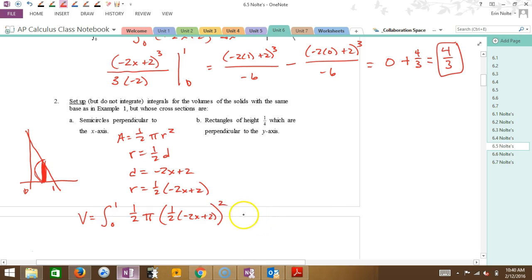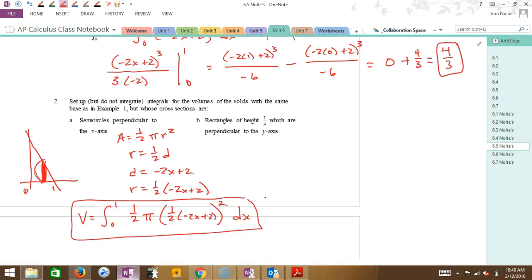squared. And what do I write this in terms of? What's the variable I'm using? dx. Okay, so that's just the setup. How do we do? Is the squared from the area of a semicircle? The squared is from the area of a semicircle, 1/2 pi r squared. That's where that's from. Good, okay.